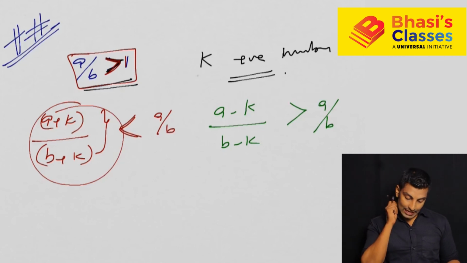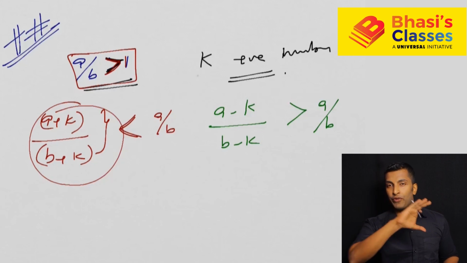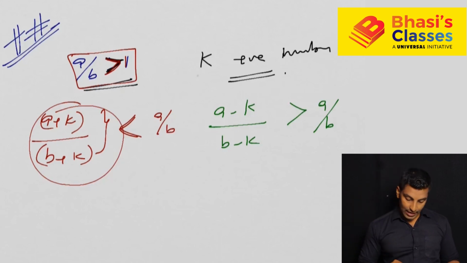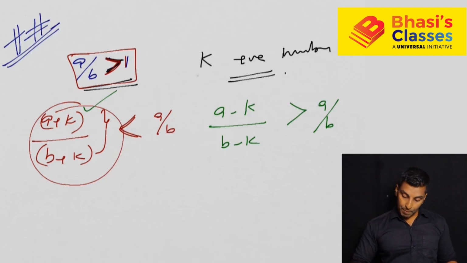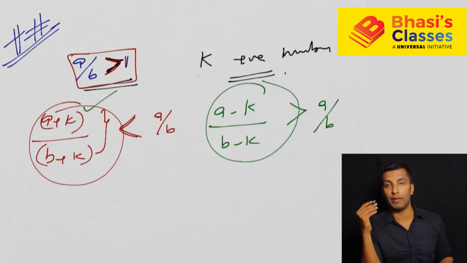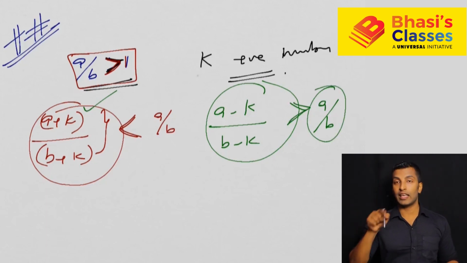So what is the case? The given ratio is greater than 1, and if you add any positive number to the numerator and the denominator, then this ratio will always be less than the given ratio. Now, if you subtract a positive number from the numerator and the denominator, but the number has to be the same in numerator and denominator, then that will always be greater than the given ratio.